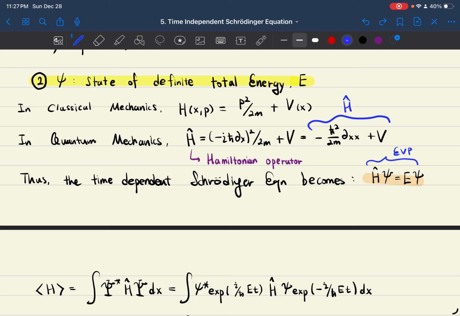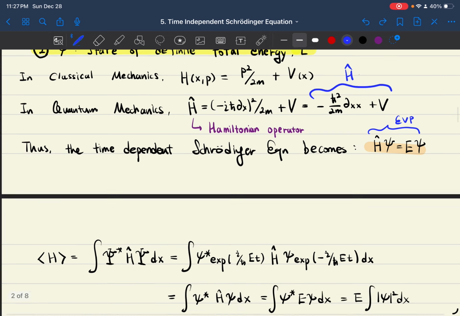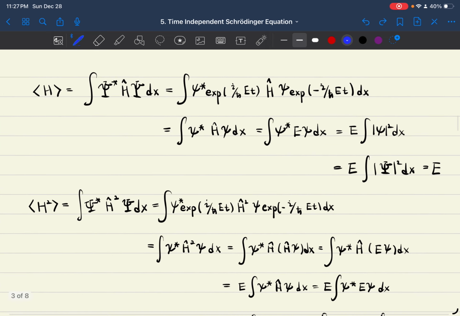So if you want to attack quantum mechanics usefully or efficiently, you must know linear algebra well. And let's check it out. The expectation value of the Hamiltonian is simply psi sandwiched with the Hamiltonian operator, and the conclusion is that it is equal to this E.